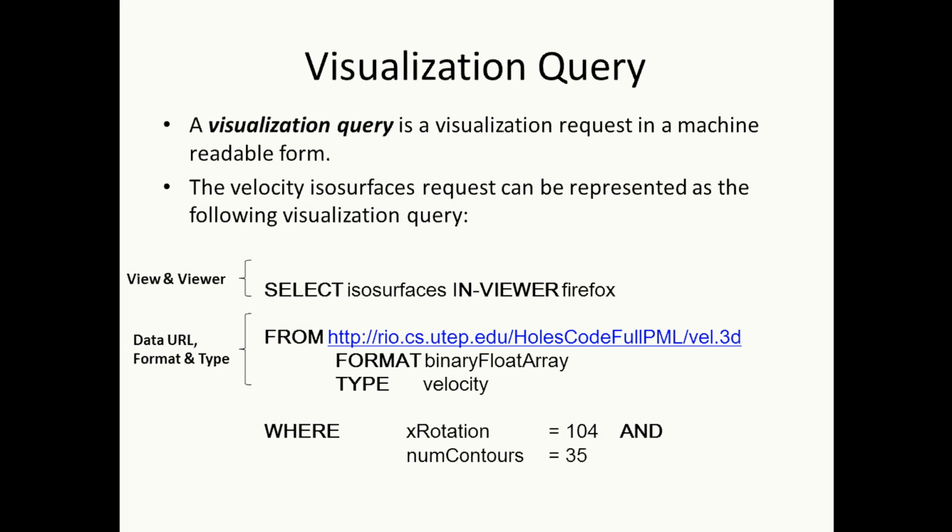The second segment specifies properties about the input data set, such as where the data is located and its type and format. In this case, the velocity data is located at the specified URL and encoded as a binary float array. The final segment specifies any parameter bindings that are used to control properties of the selected view. In this case, the isosurfaces view should consist of 35 surfaces and be rotated 104 degrees about the x-axis.